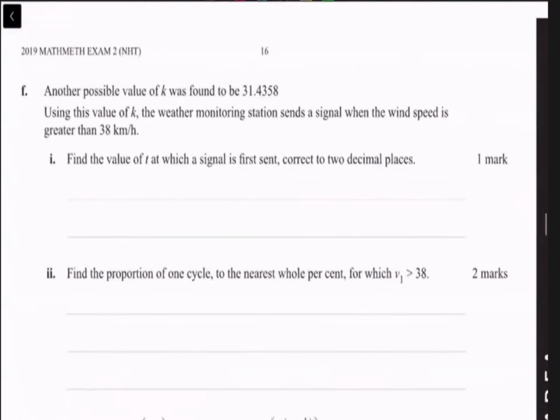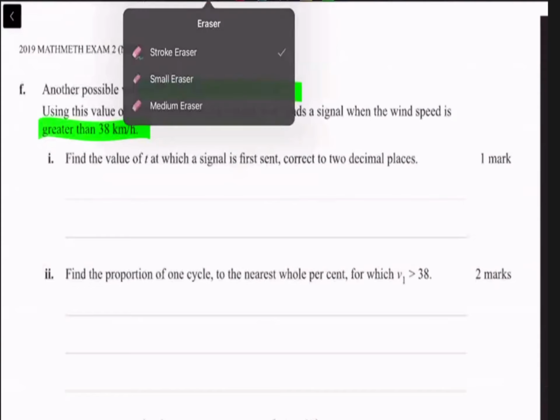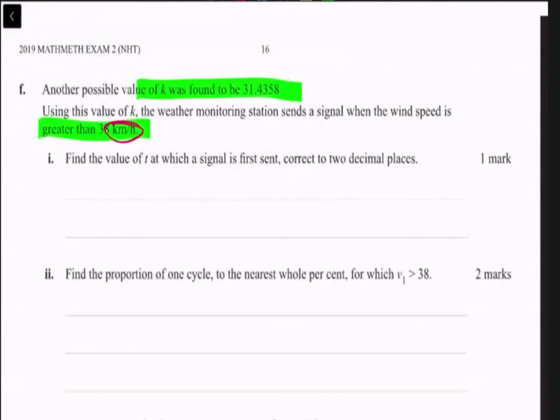So now they're giving us the k value. They're saying it's this one. And we need to find when the wind speed is greater than this. With a question like this, just be careful that the thing they gave you is in the right units. In this case, it's fine, but just be careful.